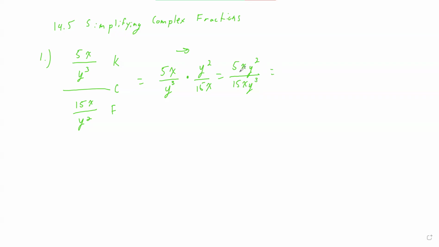Now I can simplify. 5 divided by 15 simplifies to 1 over 3, but we don't typically write the 1. The x's would cancel, and then y squared divided by y cubed. Remember, I would subtract the exponent, so that would give me y to the negative 1, so that'd be 2 minus 3. But the negative exponents we throw to the bottom. So now I have 3y, and there's always going to be a 1 left on top. So that would be your final answer.